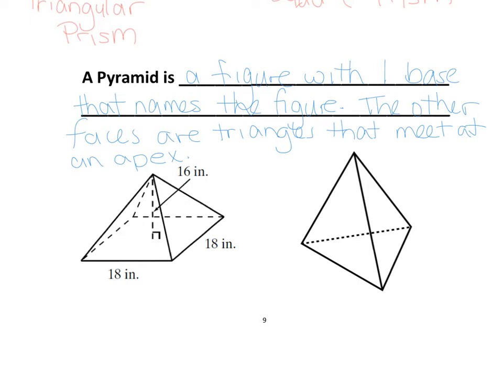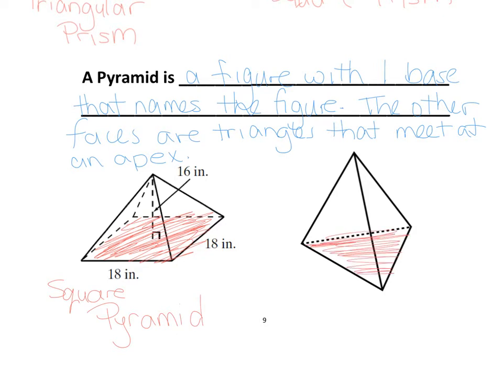Taking a look at this first one, again, I'll shade the base for you. We know it's a quadrilateral. If we look, it measures 18 by 18. That tells us it's a square. There's only one of them, therefore it's a square pyramid. For this example over here, I'll shade the base for you. Note that it's a triangle. It is called a triangular pyramid. There's only one base. Therefore, that makes it a pyramid.